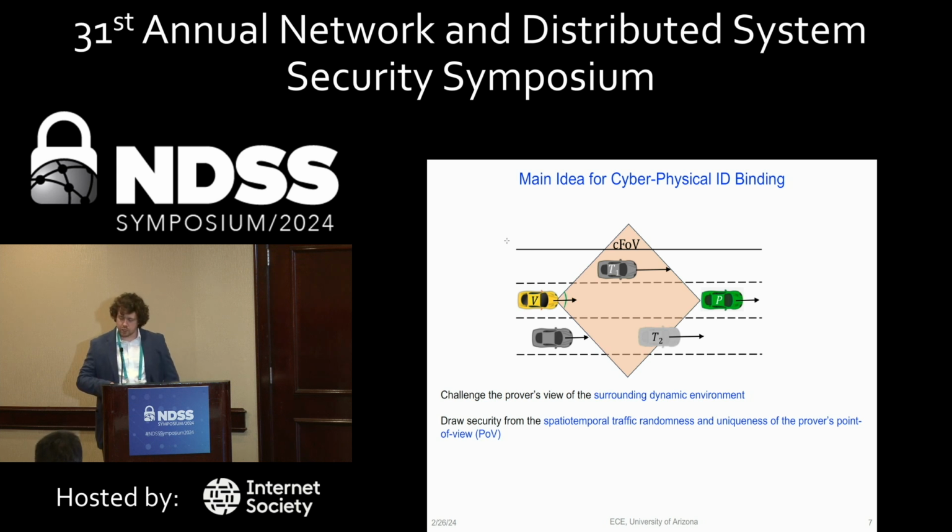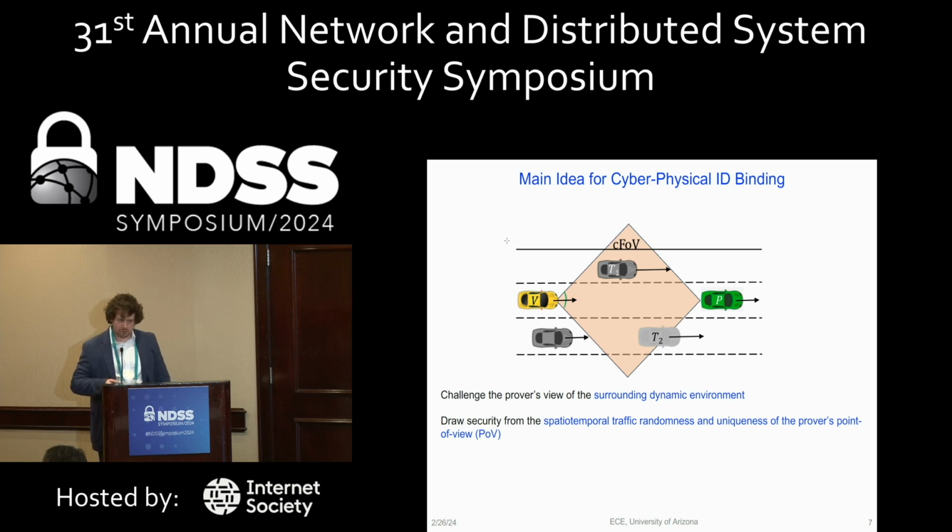So how do we achieve this cyber-physical ID binding? Well, we propose this idea where the prover claims to be in a specific location following a specific trajectory. And the verifier must require that the prover provides proof of that physical trajectory. In our case, we use the surrounding dynamic environment to verify this trajectory. And we draw security from the spatio-temporal traffic randomness and uniqueness of the prover's point of view.